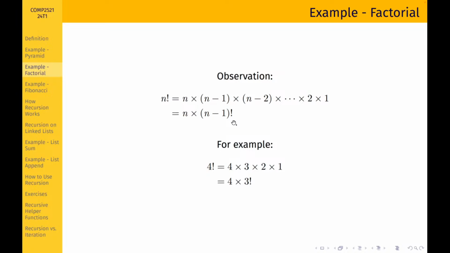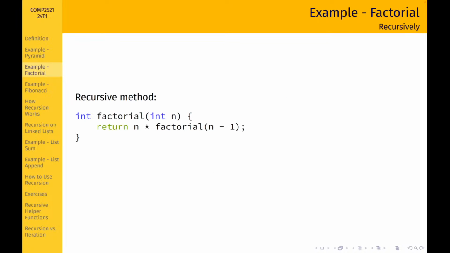And we call the smaller version of the problem a subproblem, okay? So you might hear that term in the lecture. So for example, 4 factorial is just equal to 4 times 3 factorial. And 3 factorial is 3 times 2 factorial, and so on. Now, if we use this observation to implement our function recursively, then this is what we might do: int factorial takes in an integer n and returns n times factorial n minus 1.